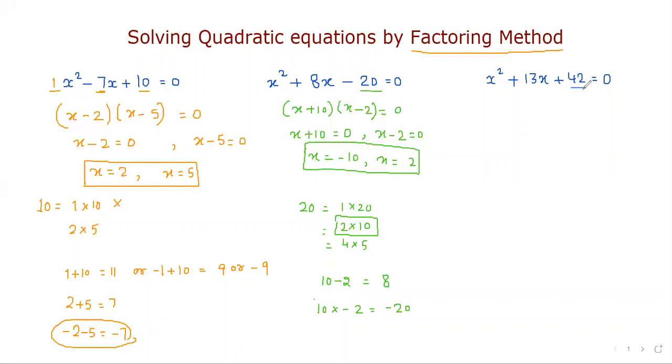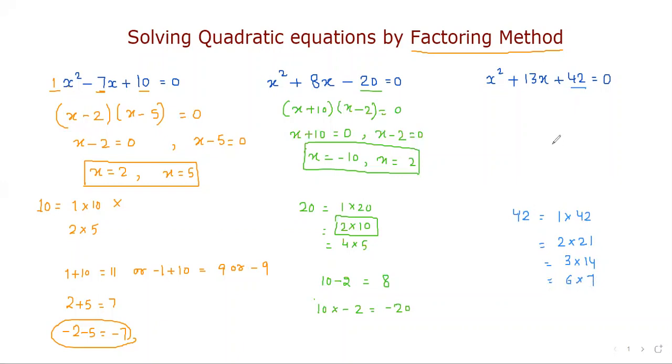Again, the constant is 42. So let's factorize 42, which can be rewritten as 1 times 42. Or it can be 2 times 21. Or it can be 3 times 14. Or it can be 6 times 7.